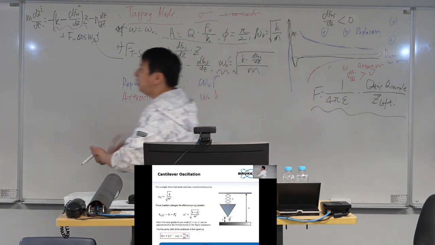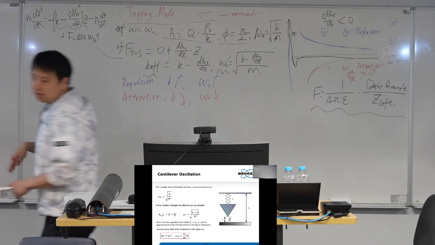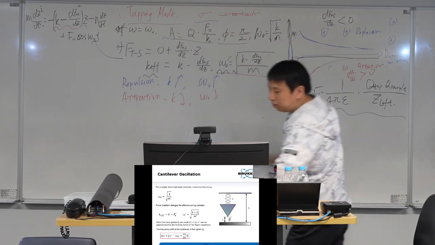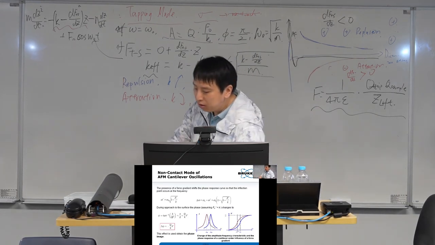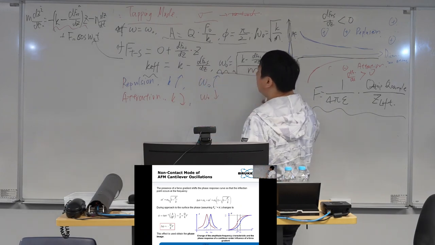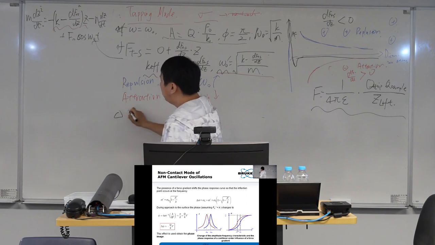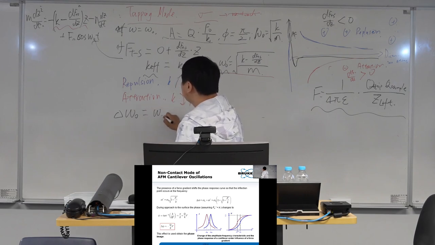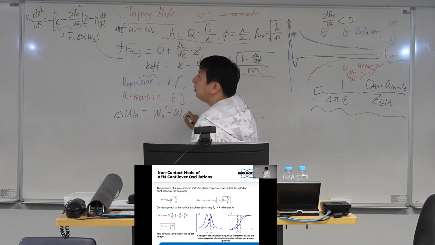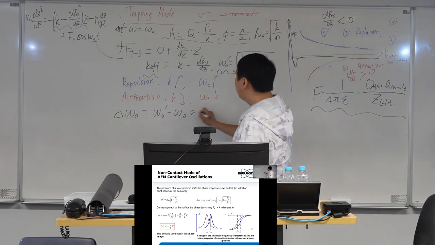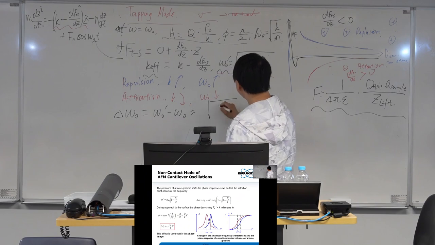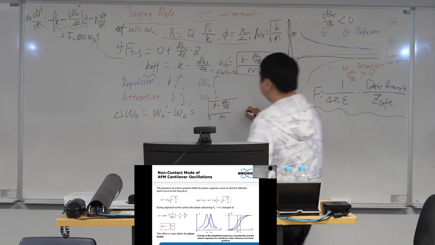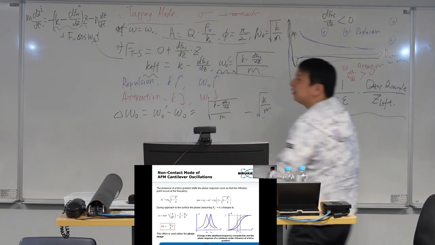But if we are doing it in a quantitative way, how will it happen? In the quantitative way, we start from omega 0, and we want to know how omega 0 will change. So we need to write the resonance frequency shift as the new omega 0 minus the original omega 0. Okay? So this is just the square root of k minus dFTS over dz, divided by m, minus the square root of k over m. How do we do that?